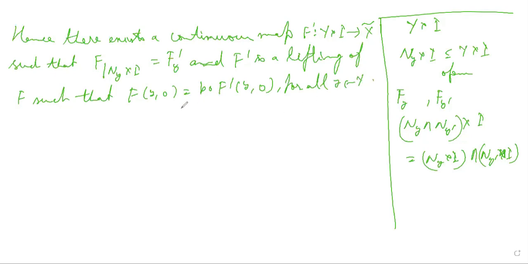This holds because f_y prime is actually a lifting of F restricted over Ny cross I, such that the corresponding property holds. This you can verify. Now let us see how we are going to get these f_y primes over Ny cross I.